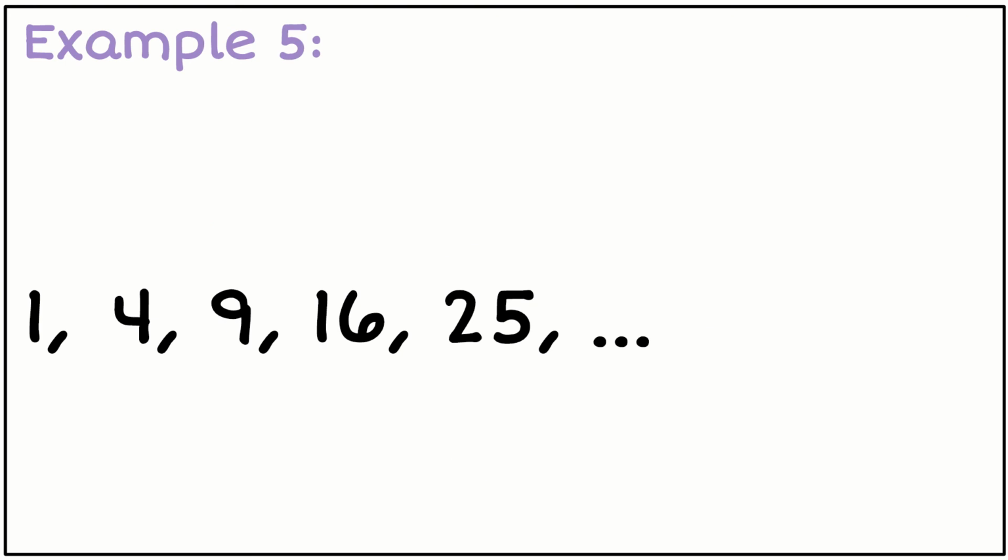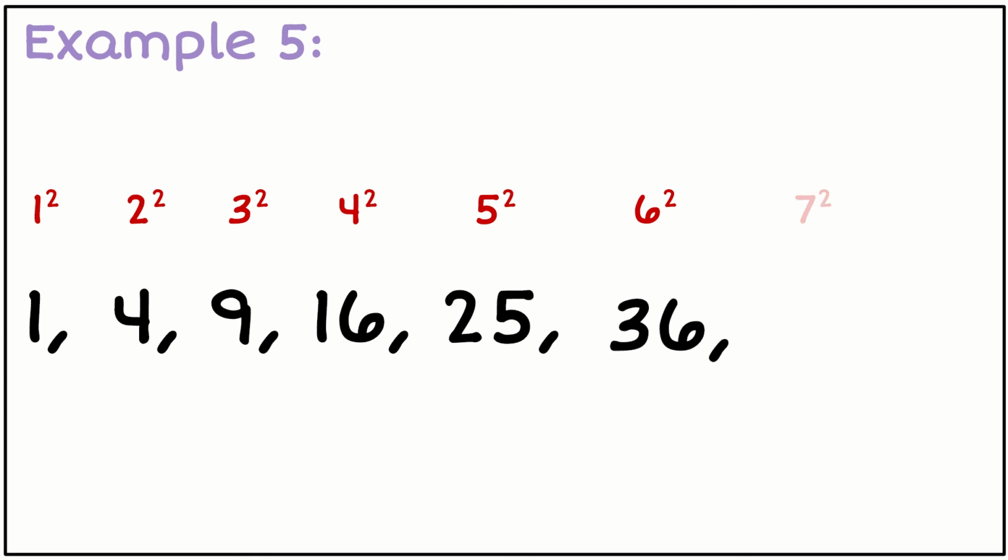Let's have a look at a different example. So this is a different pattern here. 1, 4, 9, 16, 25. These are quite special numbers. And what these numbers are, these are our square numbers. So 1 squared is 1, 2 squared is 4, 3 squared is 9, 4 squared is 16, 5 squared is 25. So the next number in the pattern, 6 squared, is 36, 7 squared, 49, and so on. So we can have patterns with squared numbers as well.